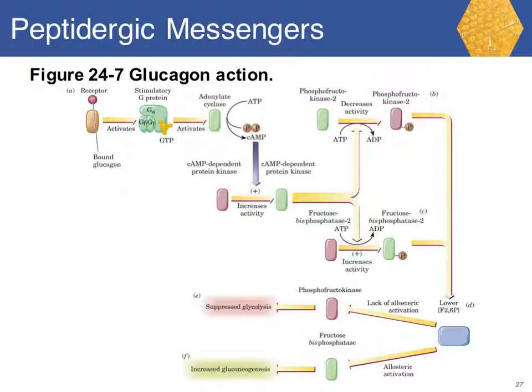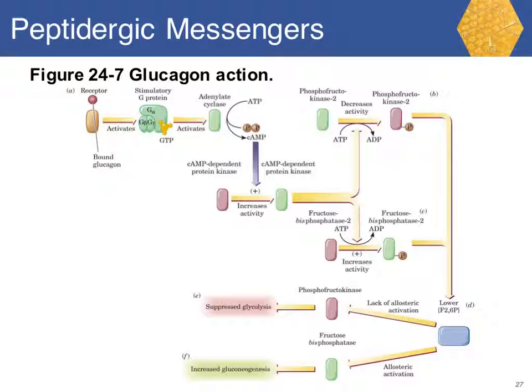So we've been talking about various kinds of peptidergic messengers. And all of these peptidergic messengers affect metabolism. You know, we talked about a couple of specific ones, but others are insulin, glucagon, vasopressin, oxytocin, etc. But all of these peptidergic messengers act through a secondary messenger.